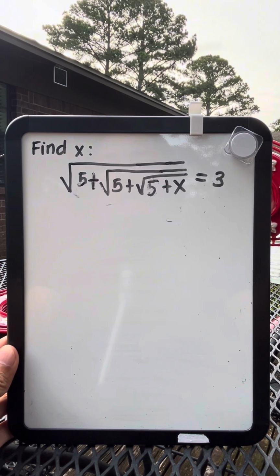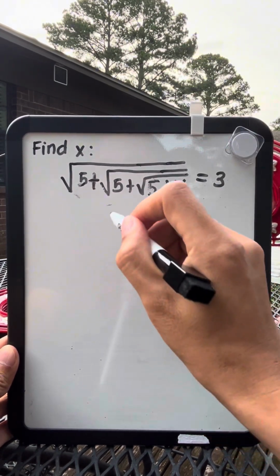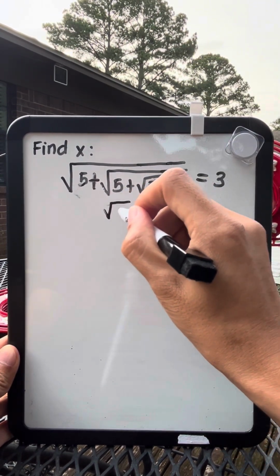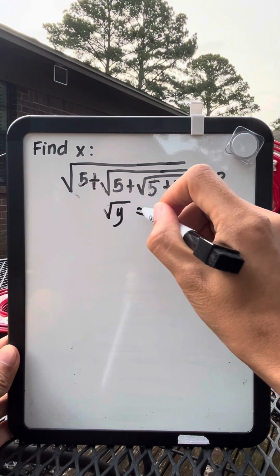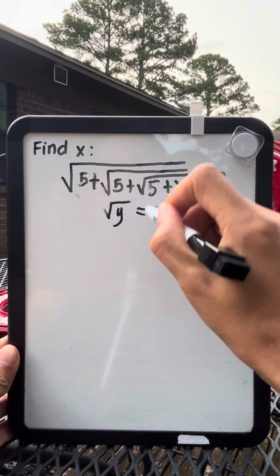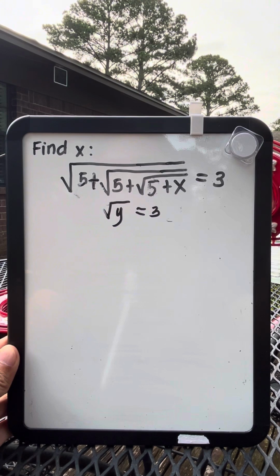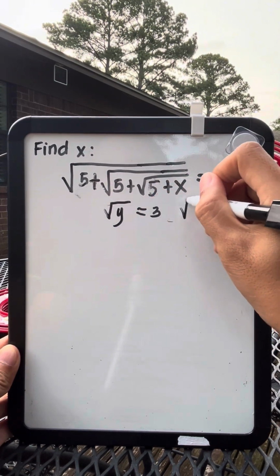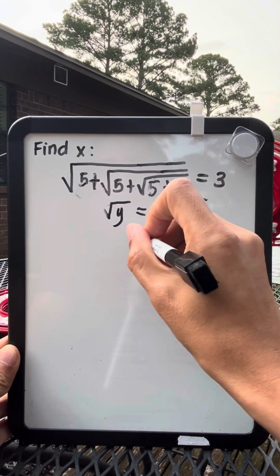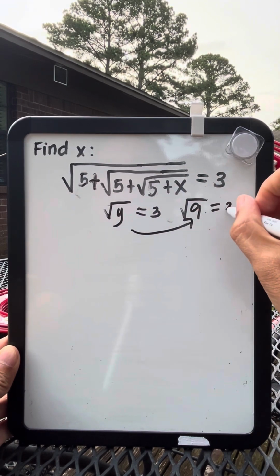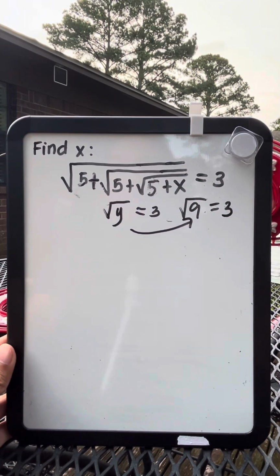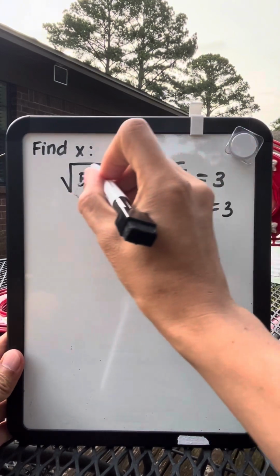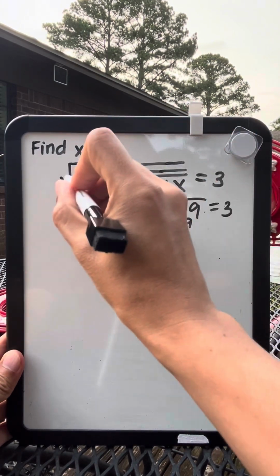So what do you think is the number that when you find the square root, let's say y, the answer is 3? Okay, that is right. That is square root of 9, because square root of 9 is 3. So that means everything here is square root of 9.